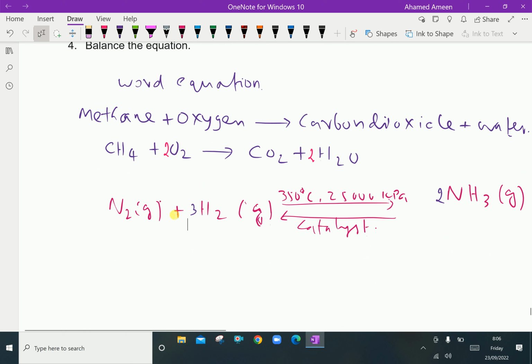One more equation. This gives more information than before. What is the state of the reactants? Gaseous state plus gaseous state, and what we have to give further to improve the reaction is 350 degrees Celsius and 25,000 kilopascal pressure to form ammonia gas. And the reverse reaction is on this side, that means NH3, by using a catalyst, gives as a product N2 and H2.